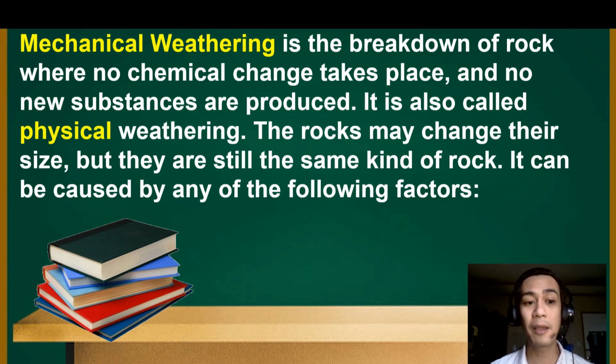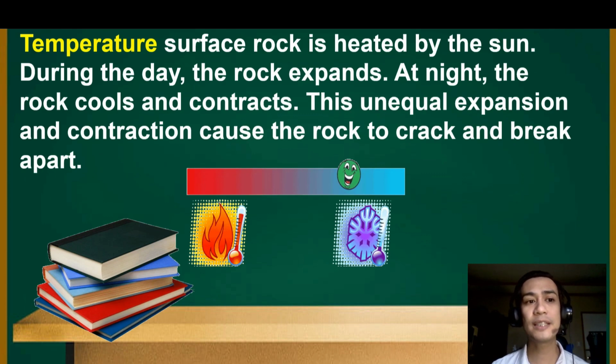It can be caused by any of the following factors. So basically, when we are talking about mechanical weathering, it will only change the physical attributes of the rocks. There is no change in composition. Only the shape or the size will be changed. So what are the agents of weathering? The first one is temperature. Surface rock is heated by the sun. During the day, the rock expands, and at night, the rock cools and contracts. This unequal expansion and contraction causes the rock to crack and break apart.